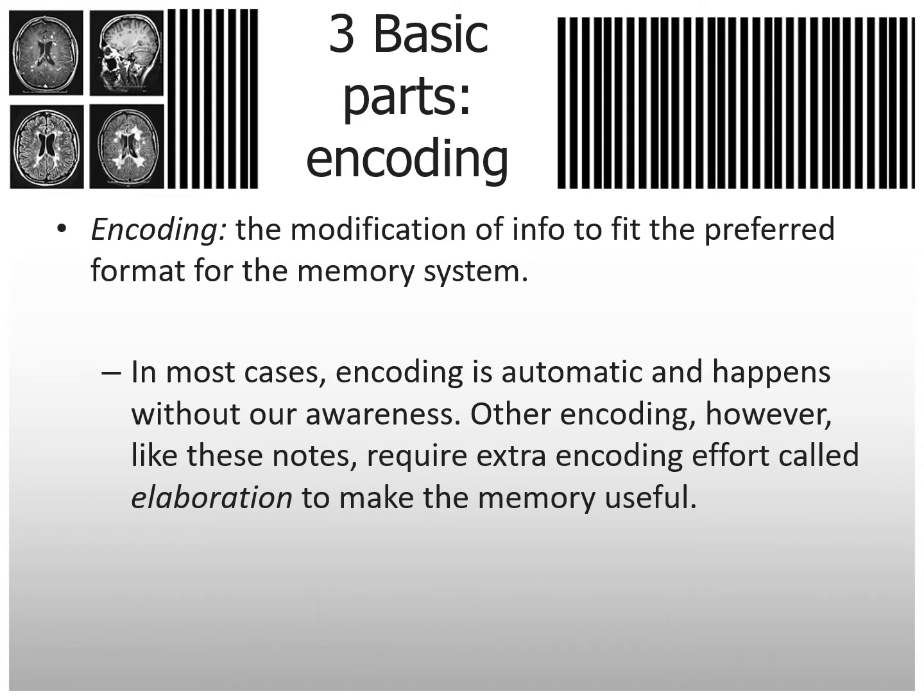So the first part, encoding. Encoding is a modification of information to fit the preferred format for the memory system. In most cases, encoding is automatic and happens without our awareness. Other encoding, however, like these notes, requires extra encoding effort called elaboration to make the memory useful. As we'll see as we go over the different types of encoding, a lot of what you do, you don't even realize you're doing, it just happens naturally. But some things take a little bit of effort, right? A lot of things you learn in school take effort. That's called elaboration.